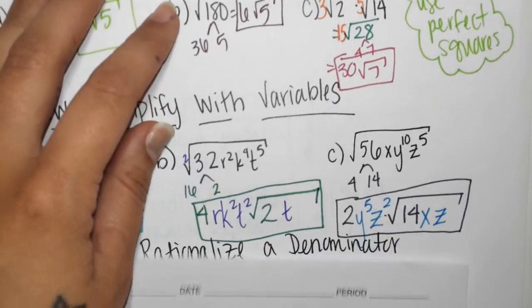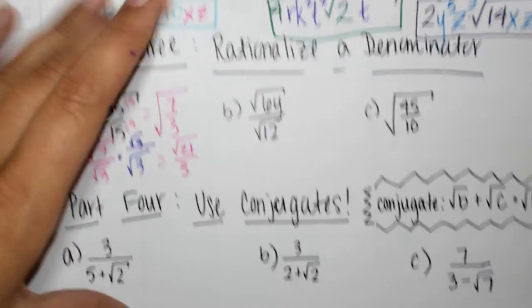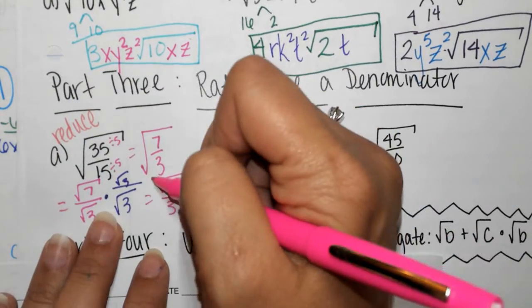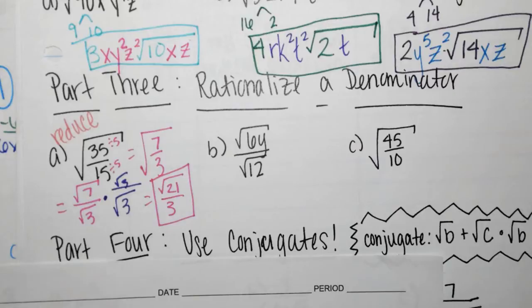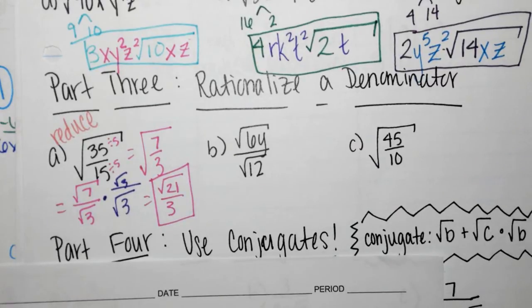Stop making weird noises. So then your answer is the square root of 21 divided by 3. So basically just simplify it down. Yeah.